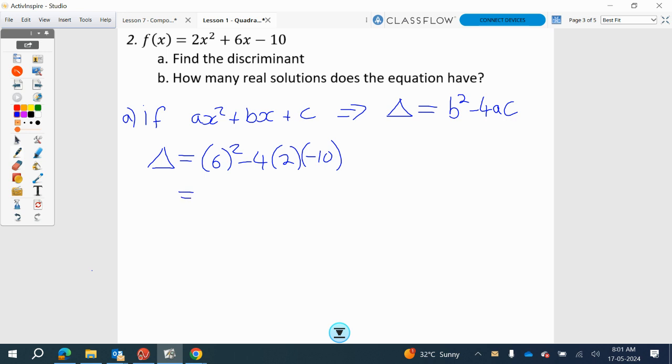Okay, we can put this into our calculator, or we can do it by hand. So we get 36, 2 times 4 is how much? 8. 8 times 10? Is it going to be positive or negative? Positive. Well, so what is the value of the discriminant? 116.